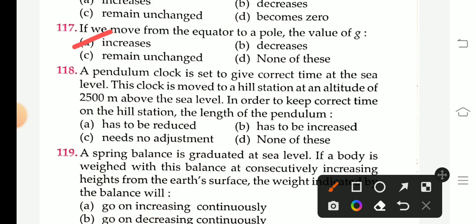A pendulum clock is set to give correct time at the sea level. This clock is moved to a hill station at an altitude of 2500 meter above sea level. In order to keep correct time on the hill station, the length of the pendulum has to be reduced.